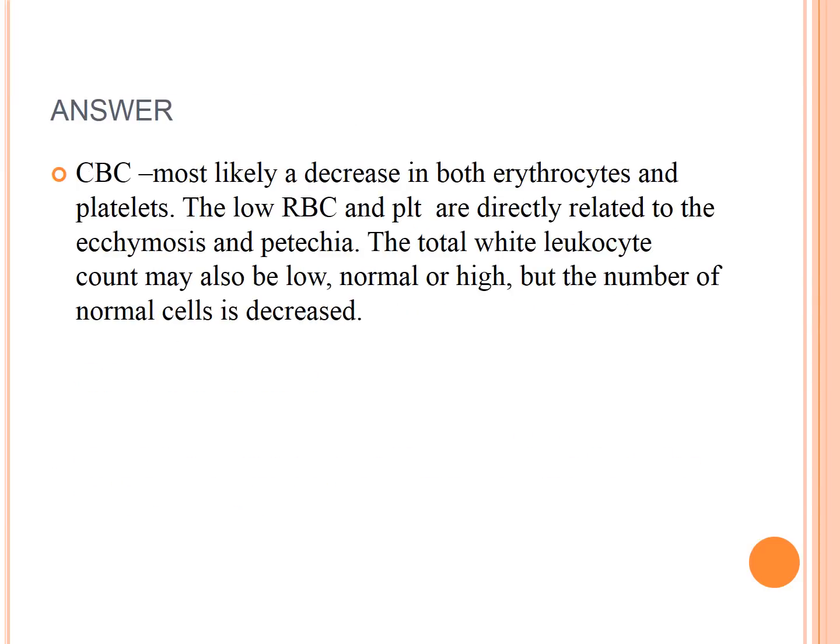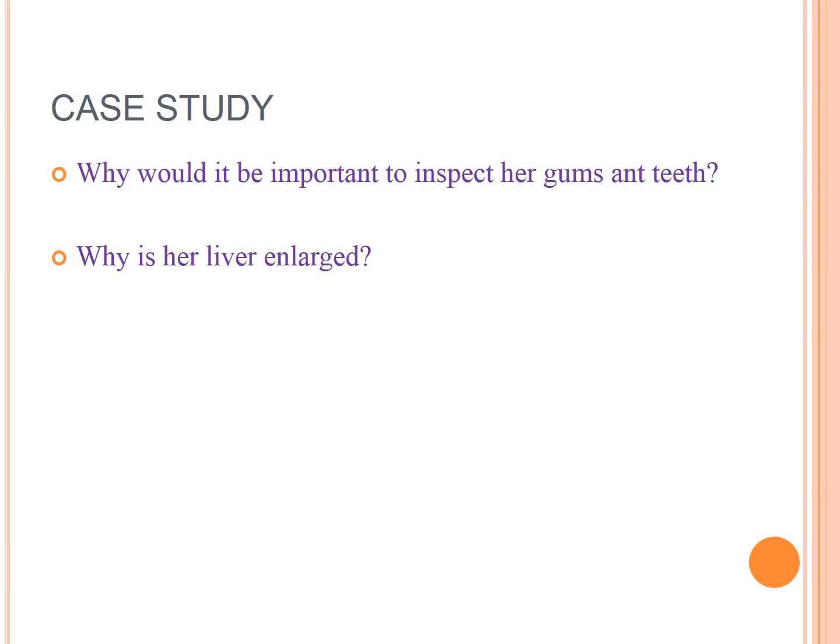Well, that would be your CBC, your complete blood count. This will allow you to look at their white blood cell count, the red blood cell count, and their platelets. So why would it be important to inspect her gums and her teeth? And why is her liver enlarged?